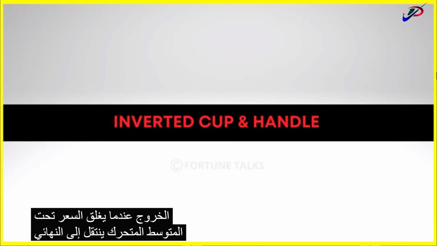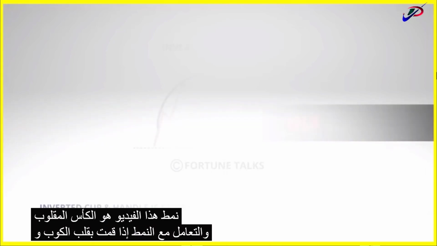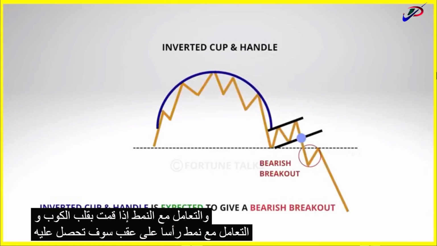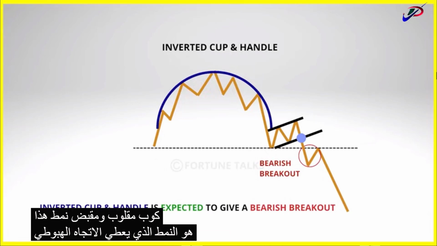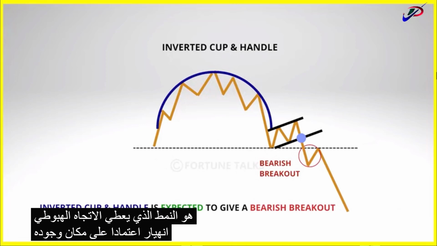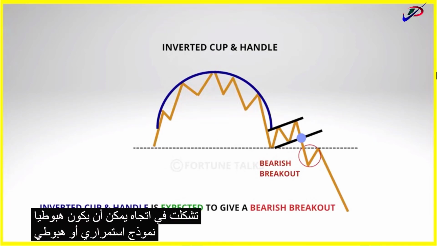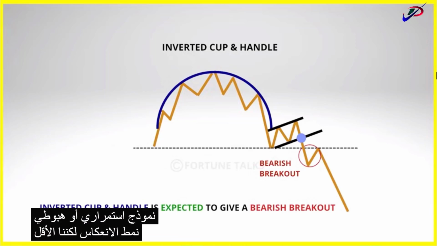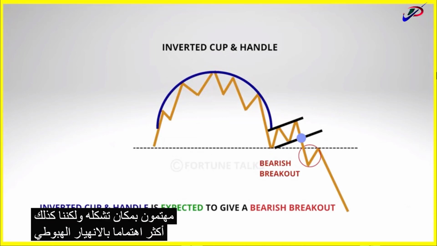Moving on to the final pattern of this video, the inverted cup and handle pattern. If you flip a cup and handle pattern upside down, you will get an inverted cup and handle pattern. This is a pattern that gives a bearish breakdown. Depending on where it is formed in a trend, it can be a bearish continuation pattern or a bearish reversal pattern. But we are least interested in where it forms. We are more interested in the bearish breakdown that it provides.